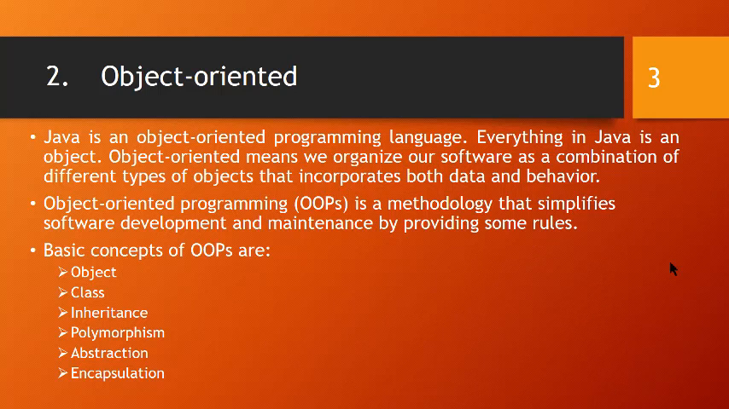And Java is all about objects and classes. Object-oriented programming is a methodology that simplifies software development and maintenance by providing some rules. The basic concepts of object-oriented programming are objects, classes, inheritance, polymorphism, abstraction, and encapsulation.